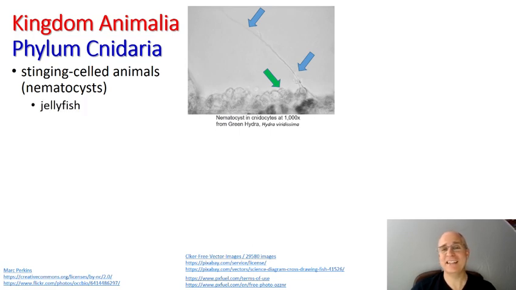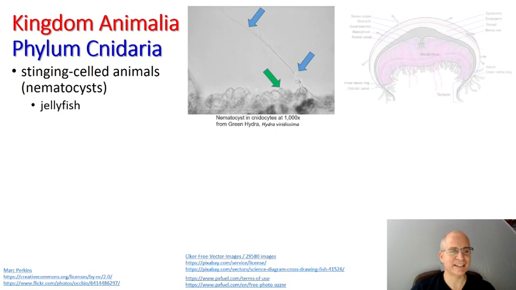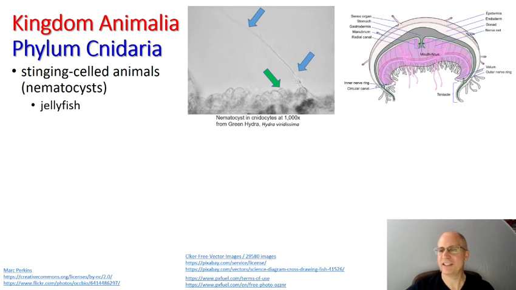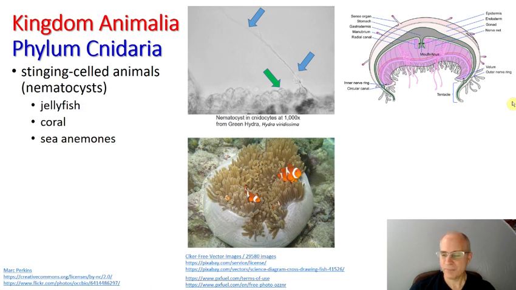Animals in the phylum Cnidaria are going to include the jellyfish, like this one that you see here, and the nematocysts would be on the tentacles that are hanging down. Coral are in the phylum Cnidaria, so they're going to have some stinging cells. And sea anemones. And if you've seen the movie Finding Nemo, you know a little bit about sea anemones. They're going to have their nematocysts and their tentacles here.